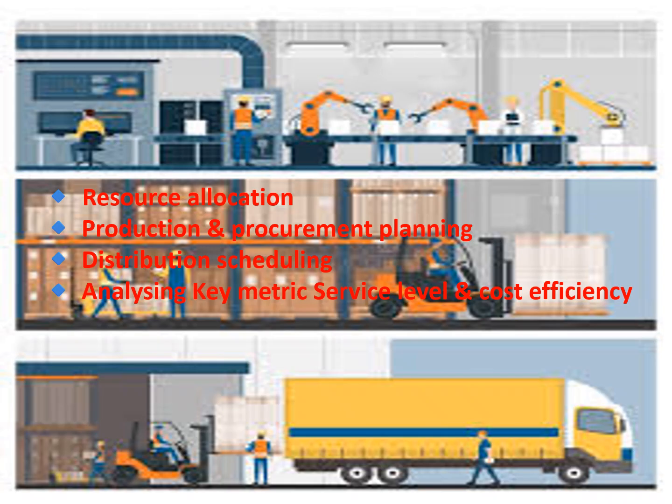So we can say that supply planning consists of resource allocation, production and procurement planning, distribution scheduling, and analyzing key metrics to measure service level and cost efficiency.